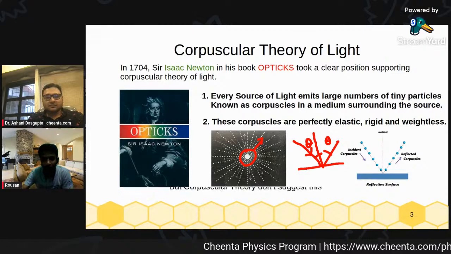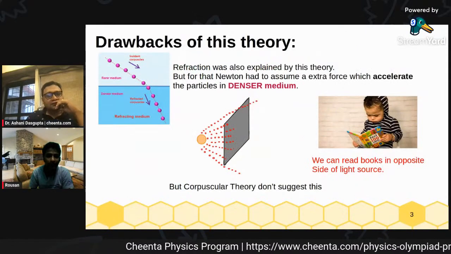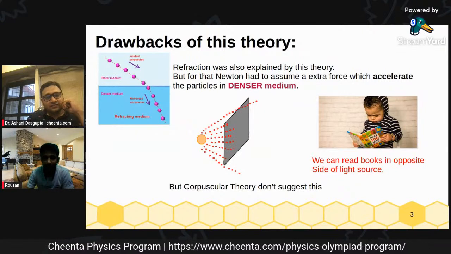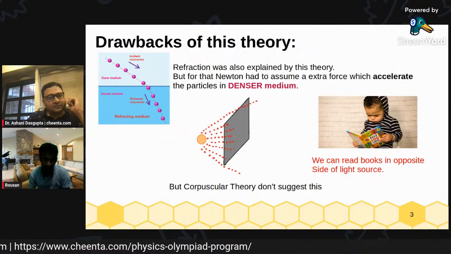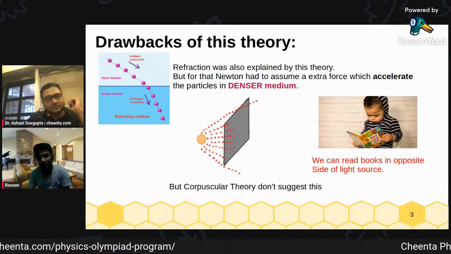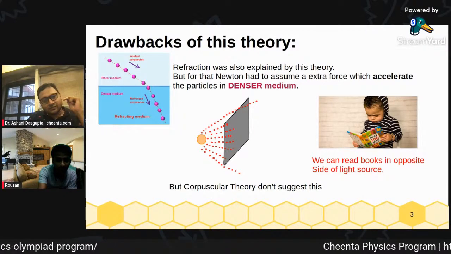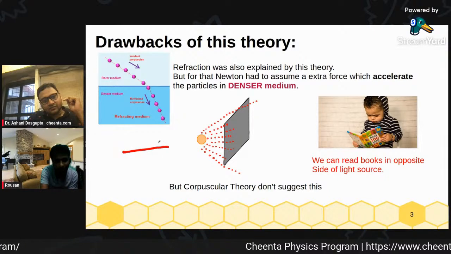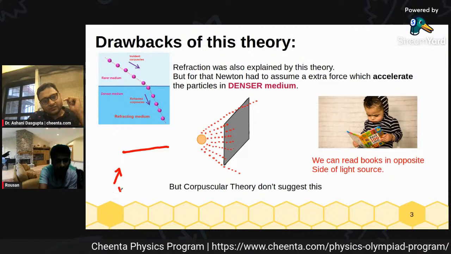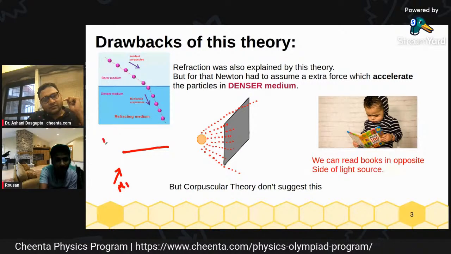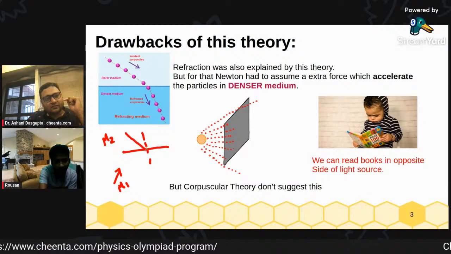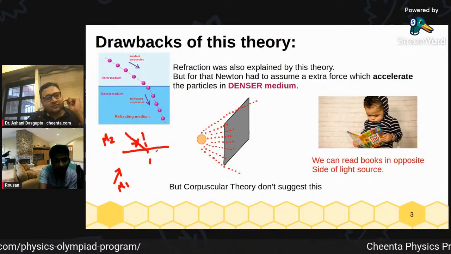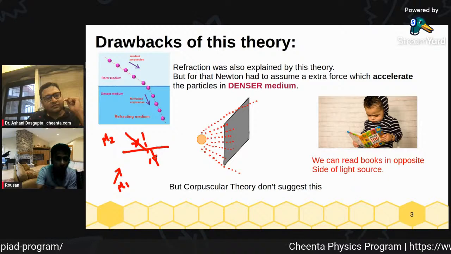If we look at this in more detail, he can also explain refraction. What do we mean by refraction? It is basically the same as reflection, but the core difference is that the two media are different. So this is one medium and this is another medium, and let's say this is the perpendicular. Light can come and go into the medium.